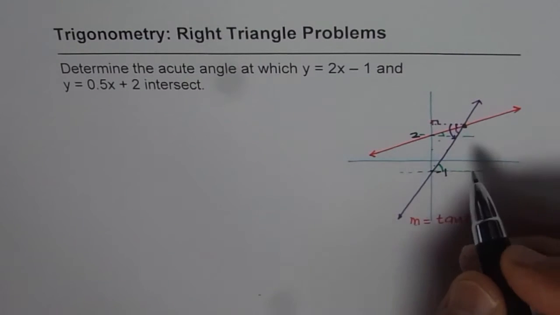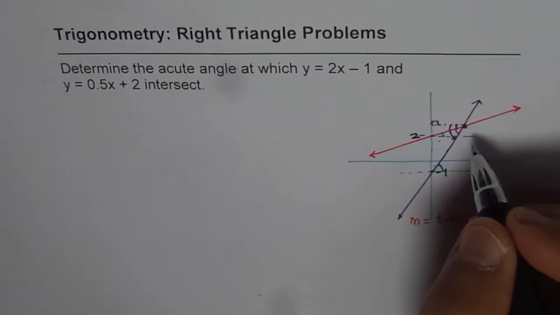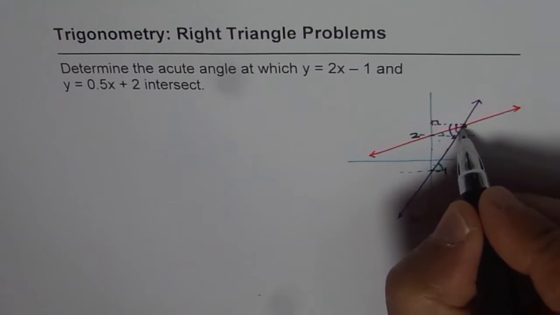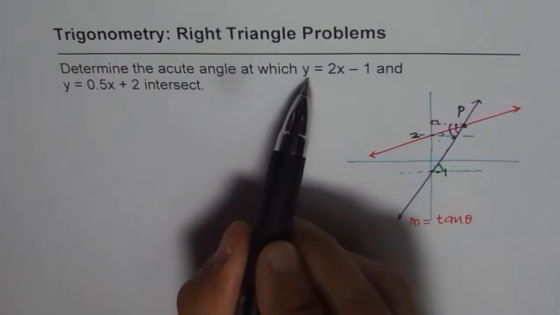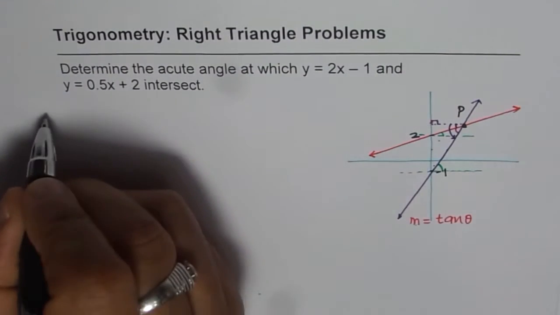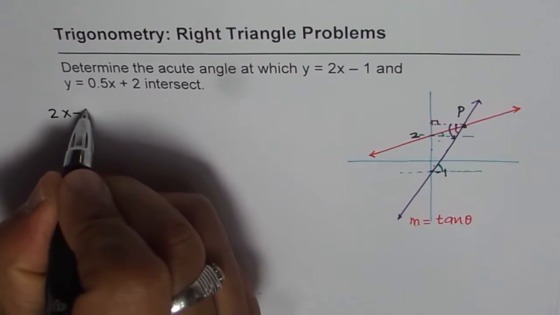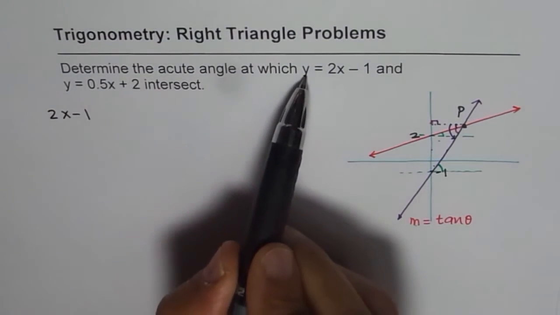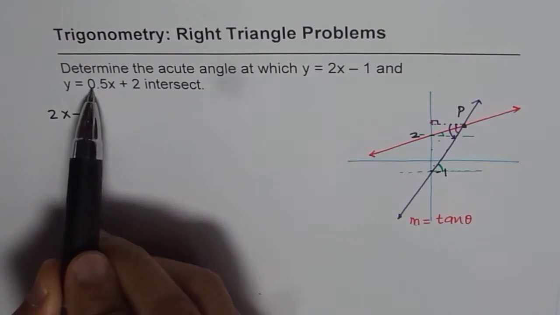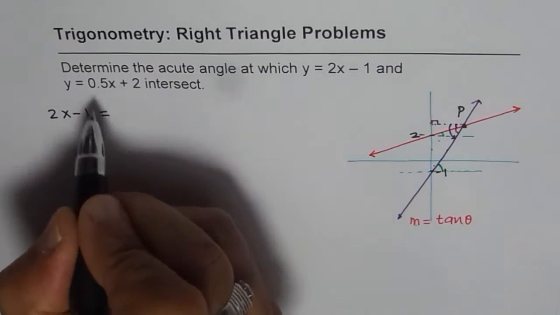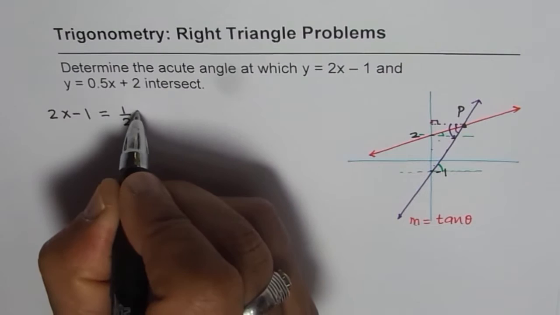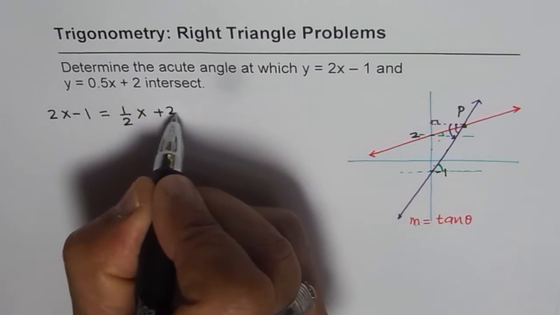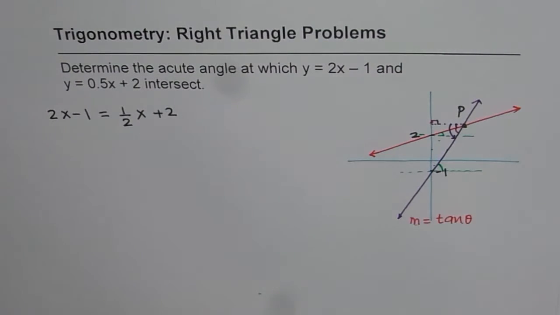Now let us try to do it with the first method which I discussed, and that is, let's find the point of intersection first. We have line y equals 2x minus 1, so that is the first line. We'll substitute this value of y here, and then we get the equation 2x minus 1 equals half x plus 2, where 0.5 is half. Correct, so we get our equation.